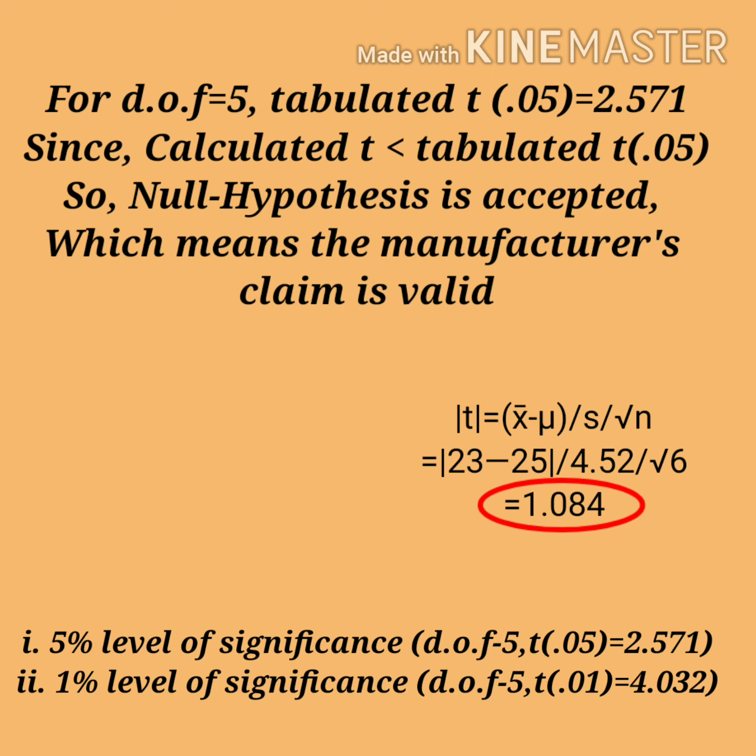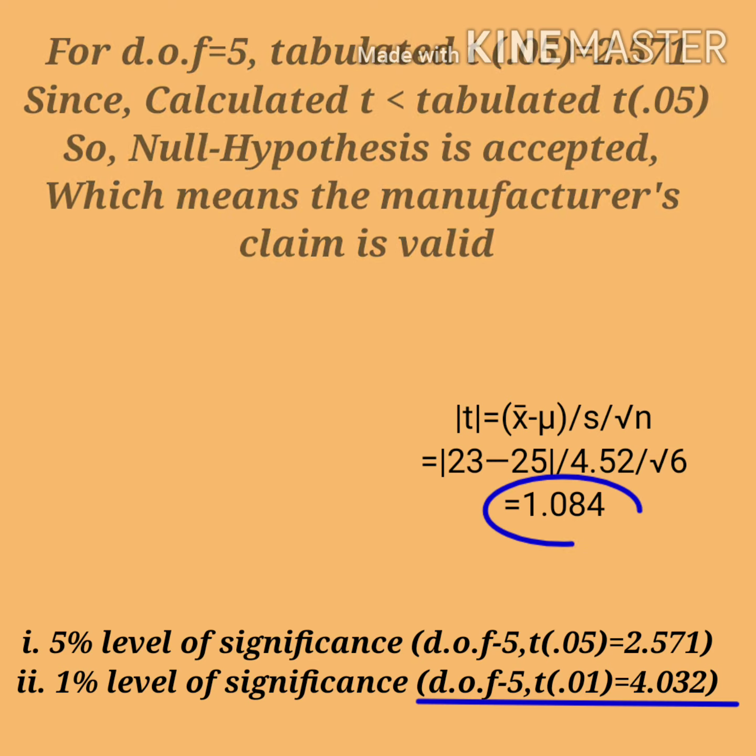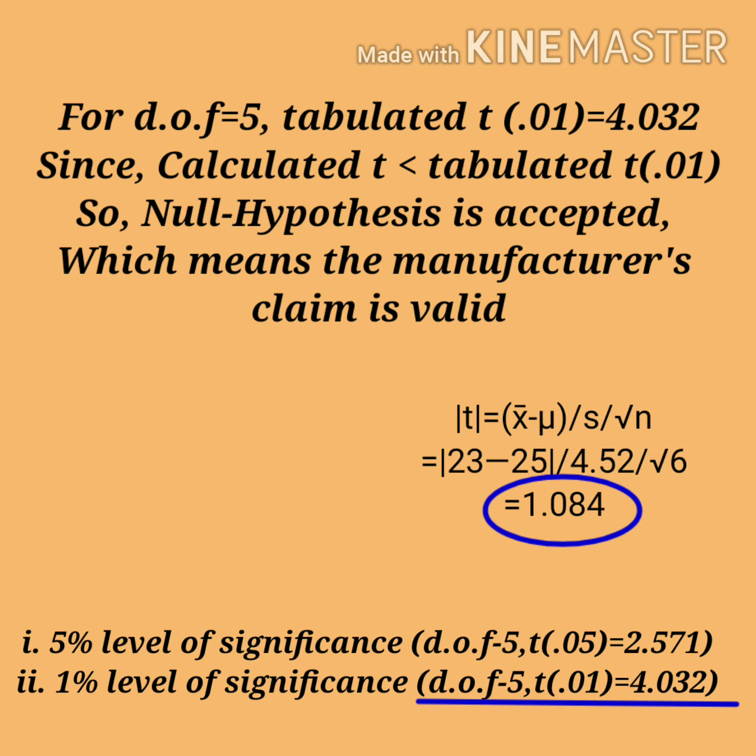Similarly, the value of tabulated t at the 1% level of significance has been given in the math, that is 4.032, where the degrees of freedom is 5. In that case we have also got the same result, as the calculated t value, 1.084, is less than the tabulated t at the 1% level of significance, 4.032. So definitely we can say the null hypothesis will be accepted.